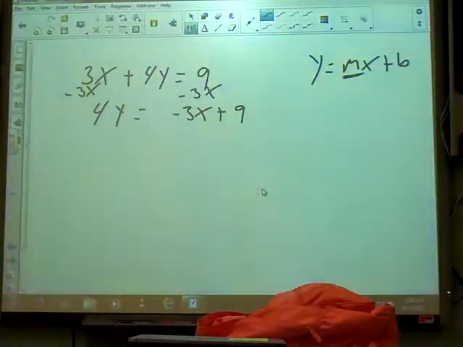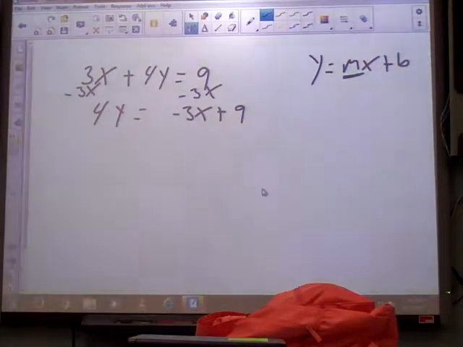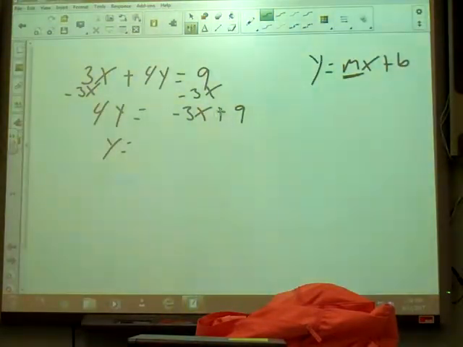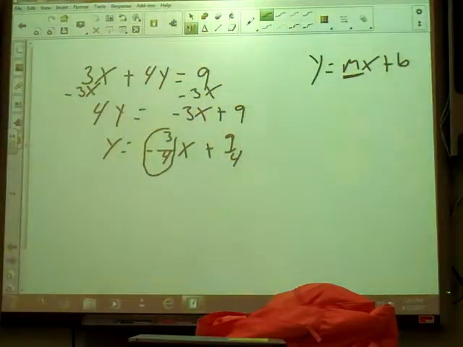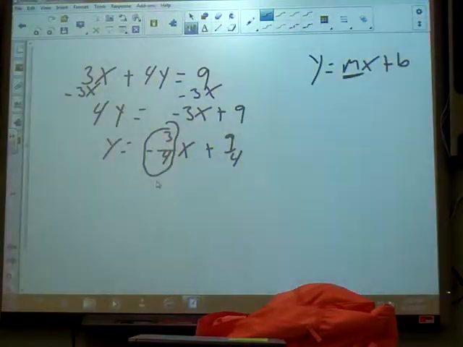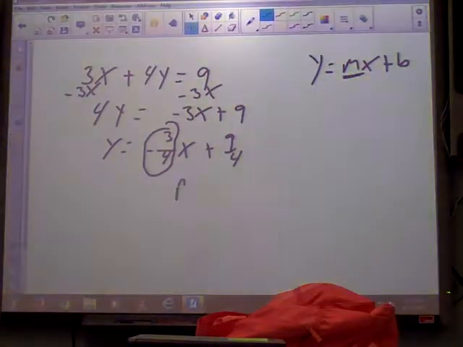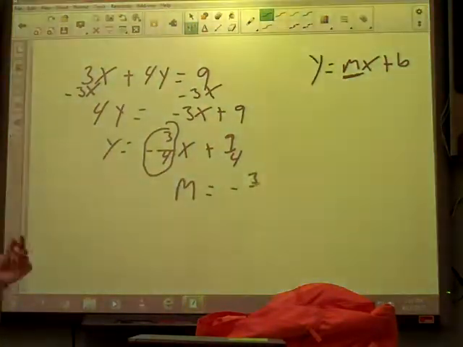So we have to divide by 4 because my y is being multiplied by 4. What am I going to divide by 4? Everything, right? So that gives me y equals negative 3x divided by 4 is negative 3/4 x, and 9 divided by 4 is 9/4. Do I know my slope now? Yep. It's what's in front of the x. My bad, Bailey. So my slope is negative 3/4.